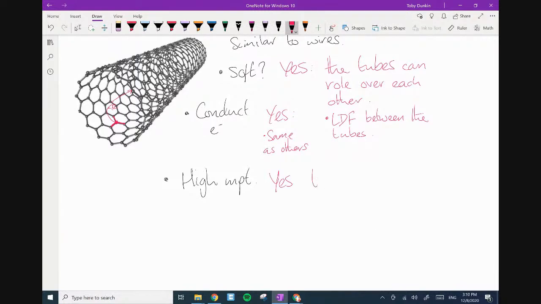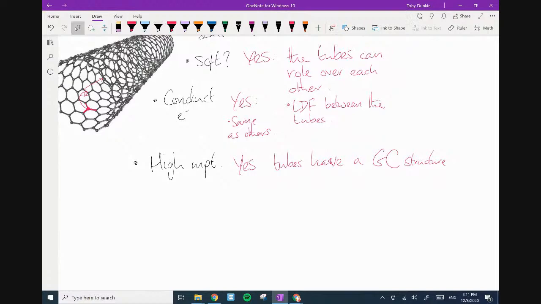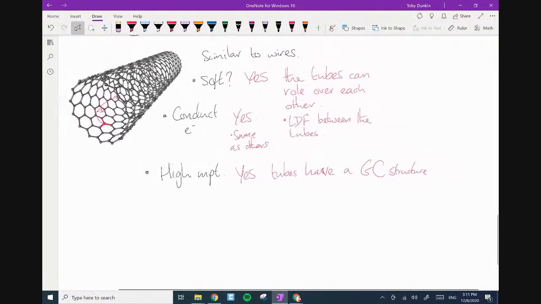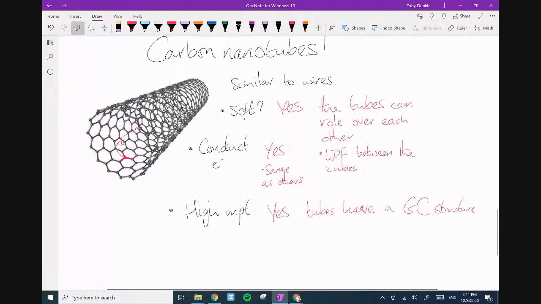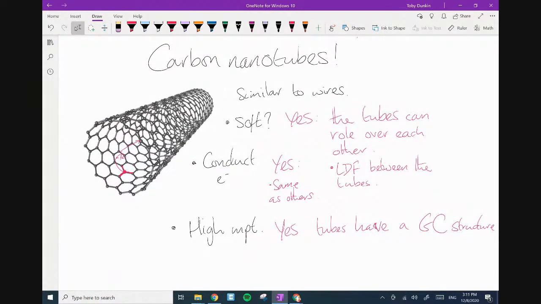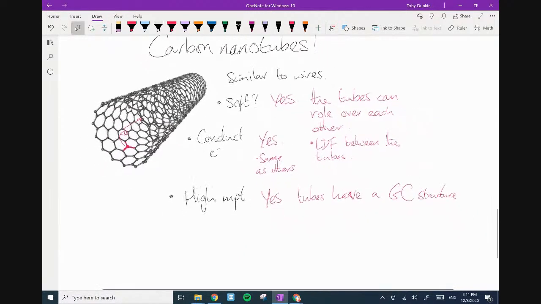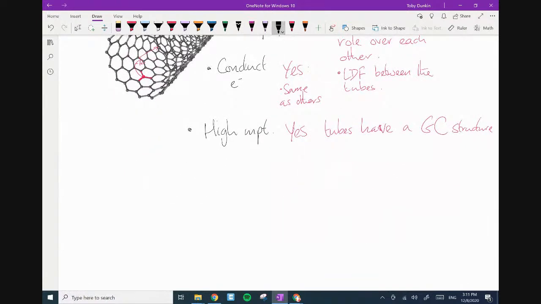Explanation. Tubes have a giant covalent structure. There are millions of bonds to break. There are LDFs and covalent bonds within the tubes. We're going to have to break them all, which takes lots of energy. So all of the properties for graphite actually apply to nanotubes. It's quite nice that. Crazy high melting point, they're soft, and they still conduct electricity. So everything that applies to graphite applies to carbon nanotubes.